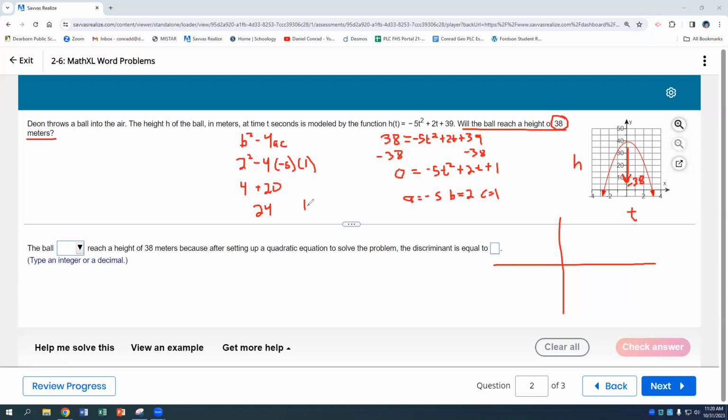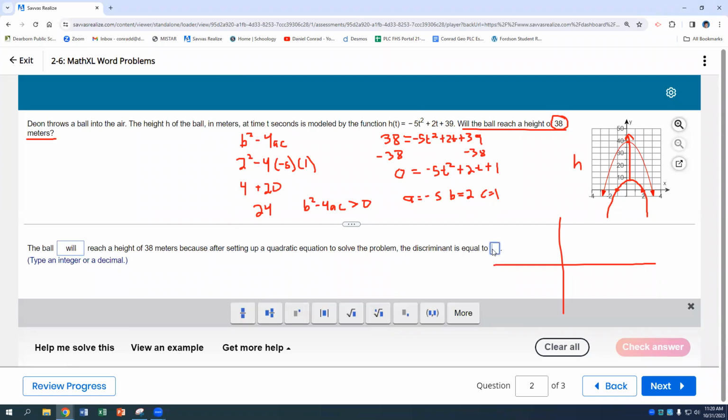So since B squared minus 4AC is greater than 0, then we're going to have real solutions, which means the graph is going to look something like this. Which means if we reverse this and instead of subtracting 38, we add the 38 back, we're going to shift this graph up 38. And since we're above 0, when we shift it up 38, we're going to be above 38, which means that, yes, the ball will reach that height. So it will reach that height because our discriminant is equal to 24.